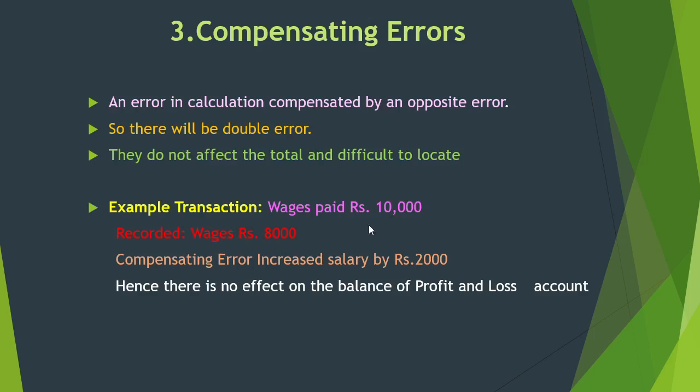So instead of wages, they have shown it in salary. But there are two mistakes now. The first mistake is in the form of under recording of wages, and the second mistake is with the salary, that is over recording of salary by rupees 2,000. So these kinds of errors are considered as compensating errors.